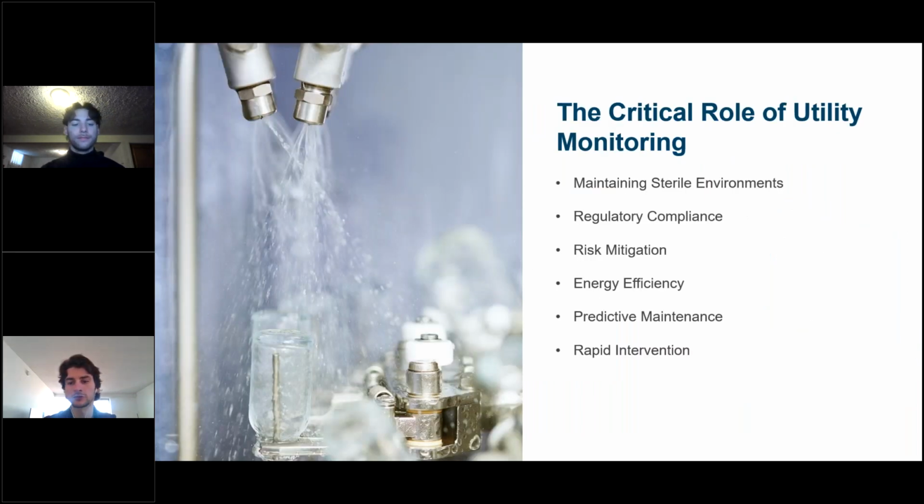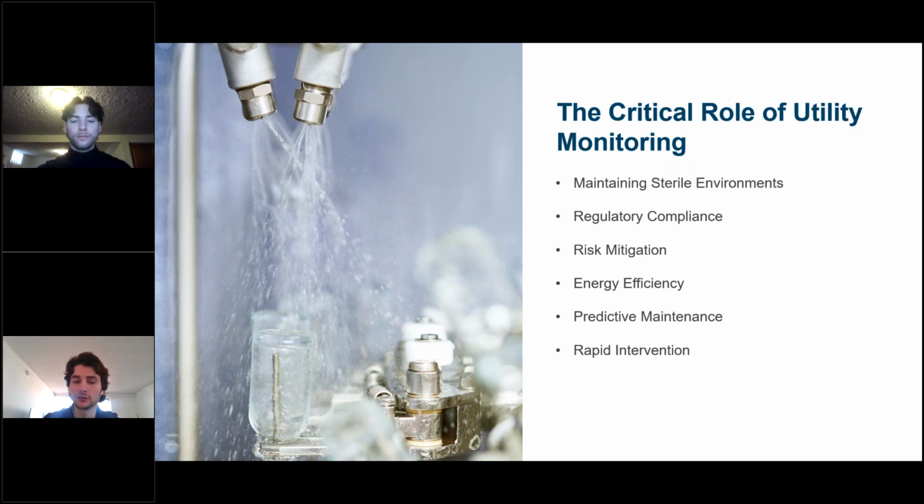Right. So just to go over a few critical roles regarding utility monitoring. Obviously, we have maintaining sterile environments. In industries such as pharmaceuticals and biotechnology, maintaining these sterile conditions is paramount. Utility monitoring ensures that critical utilities like HVAC, so heating, ventilation, and air conditioning, and water systems are functioning correctly, reducing the risk of airborne or waterborne contaminants entering the production area.